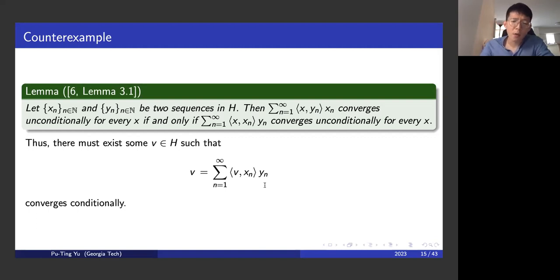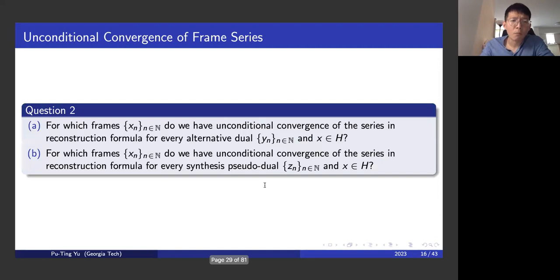So of course, the natural follow-up question is, for which frames xn do we have unconditional convergence of the series in the reconstruction formula for every alternative dual yn and every x in H? And similarly, we can ask the same question for synthesis pseudo-dual. So in the following, we are going to answer this question and find those frames such that the corresponding reconstruction formula converges unconditionally for every alternative dual and every x in H. But before that, let me introduce some terminology.